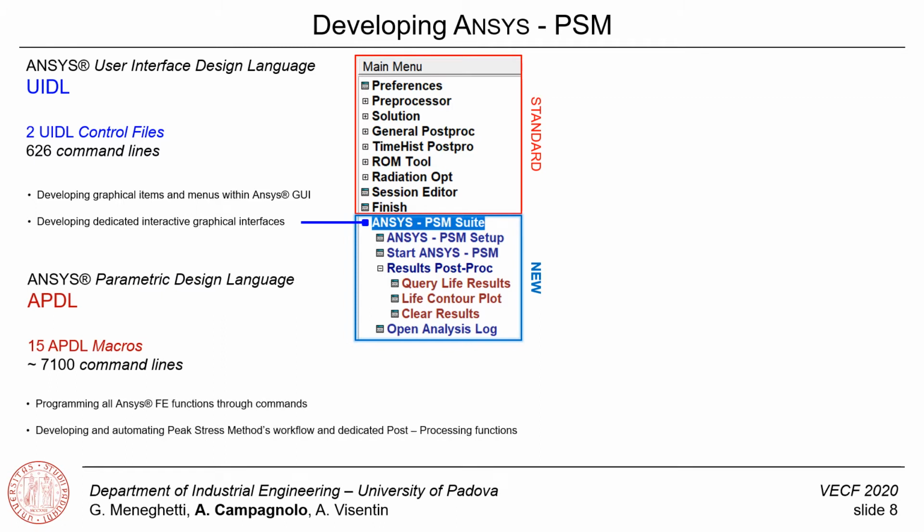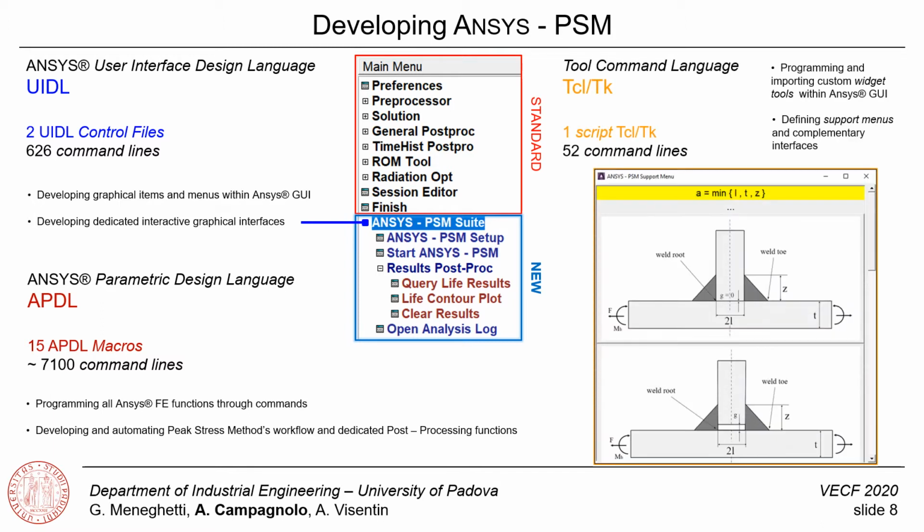APDL is instead a parametric language allowing to program the different functions of the ANSYS finite element code. 15 APDL macros were developed in order to automate the peak stress method workflow and develop dedicated post-processing functions. Finally, TCL/TK is an accessory graphical language allowing to develop and import custom widget tools and contents within the ANSYS interface.